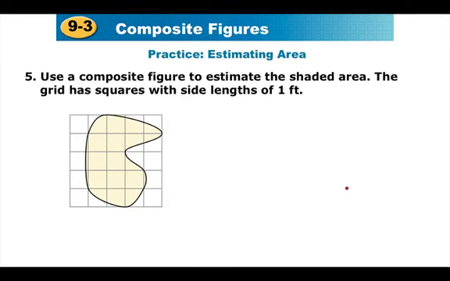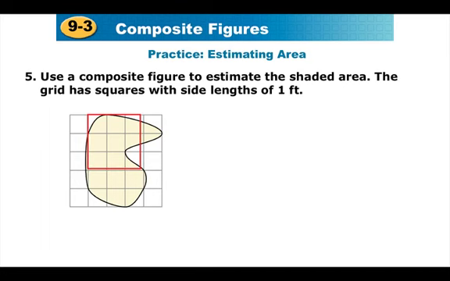Says use a composite figure to estimate the shaded area. The grid has squares with side lengths of 1 foot. So in other words, the area of this square is 1 square foot. So I want to find the area of this shape. So then I break it up the following way.